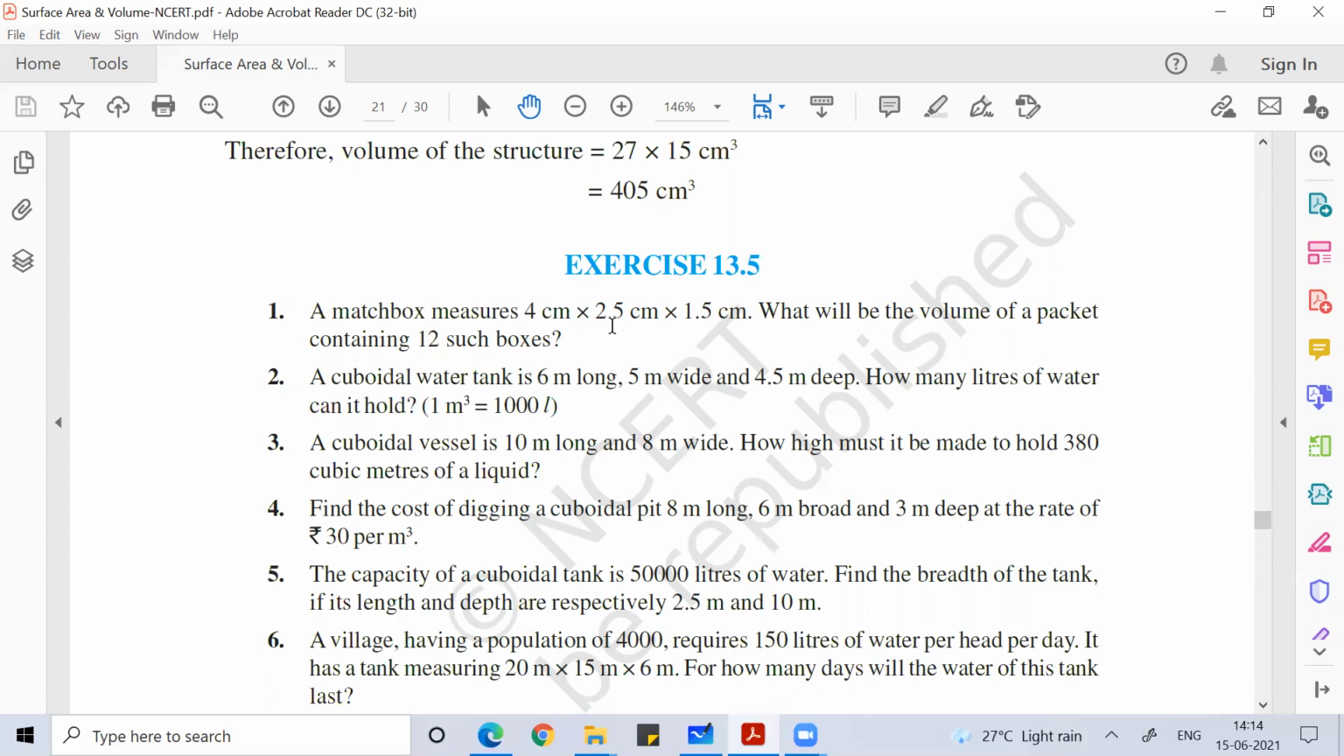Clear? Yes, sir. Question number 2: a cuboidal water tank is 6 meter long, 5 meter wide, 4.5 meter deep. So length is 6 meter, breadth is 5 meter, height is 9 by 2 meter. How many liters of water can it hold?